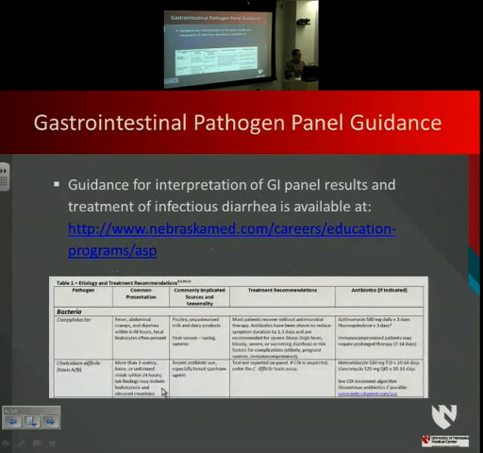Healthcare professionals at Nebraska Medicine have prepared a document that provides guidance for result interpretation and treatment of infectious diarrhea based on GI panel results. In this document is a table listing each GI panel target, common disease presentation, common sources and seasonality, treatment recommendations, and antibiotic recommendations when appropriate. This document can be found on the Antimicrobial Stewardship Program webpage on the Nebraska Medicine website. The document is also available upon request from Regional Pathology Services.